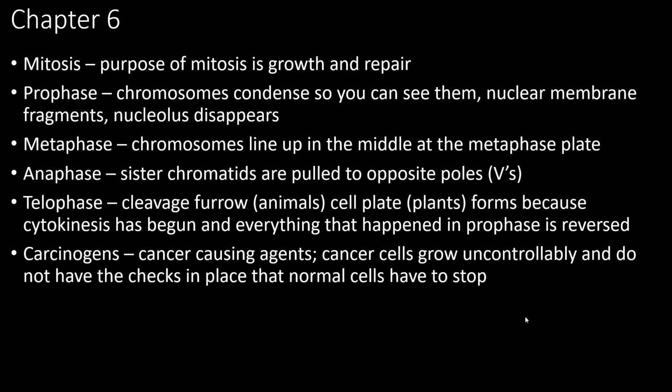All right, that's enough about photosynthesis. Let's move on to chapter 6, which is mitosis. Guys, with mitosis, remember the purpose of mitosis is for growth and repair. This is a type of asexual reproduction. We have one cell that splits into 2 identical daughter cells, and it does it through a series of steps. We have prophase, metaphase, anaphase, and telophase.